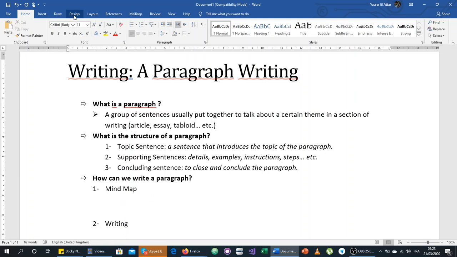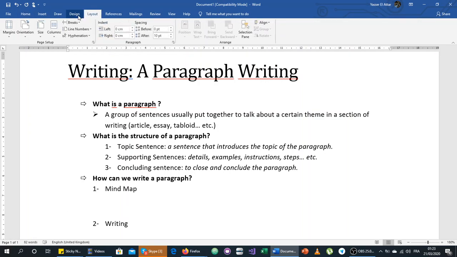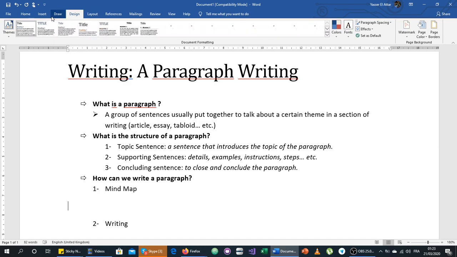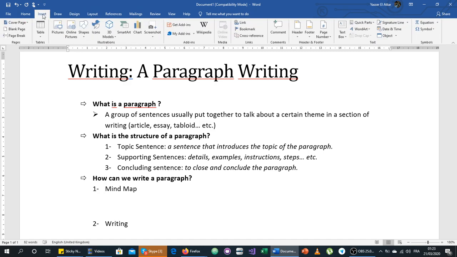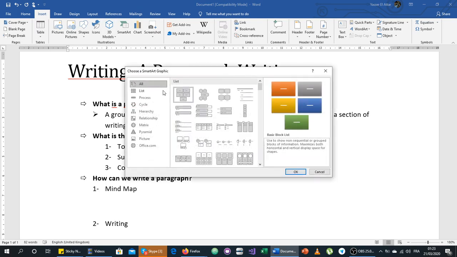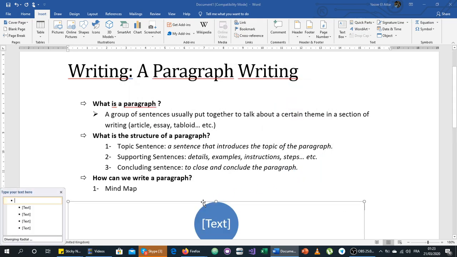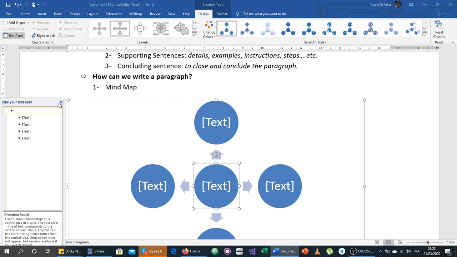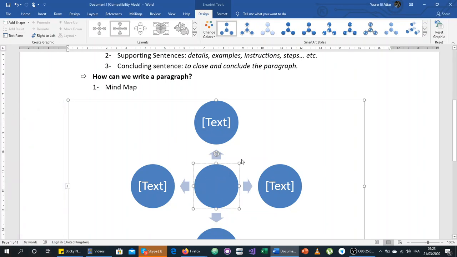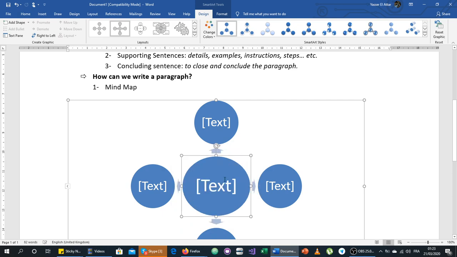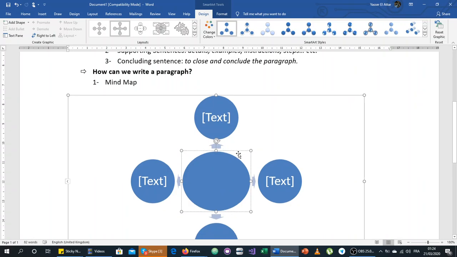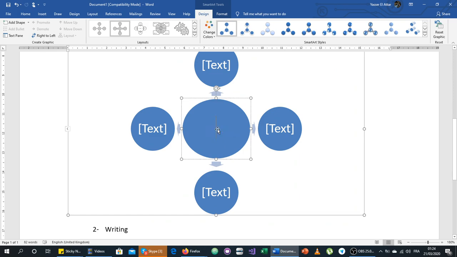I will just try to see if I can find something here. No, design, no, insert, I think insert, smart art. Okay, yes, smart art. Let's see, we can take something like this one. So what is a mind map? A mind map is something like this. Here I'm going to talk about the same topic we mentioned in the class, which is how to be a good citizen. So the topic we are going to write about is a good citizen.